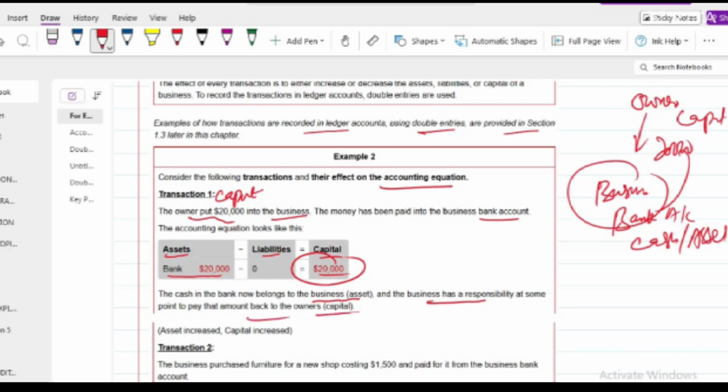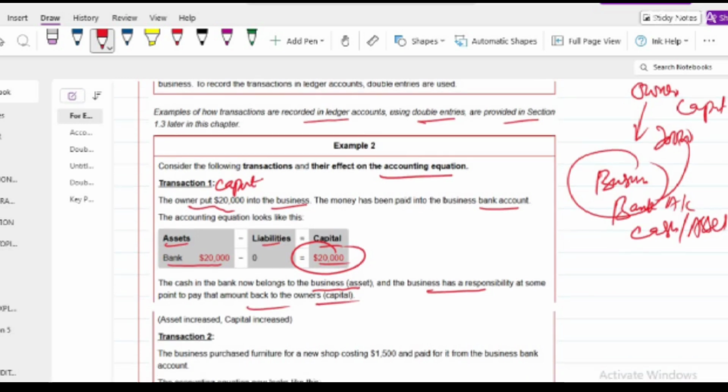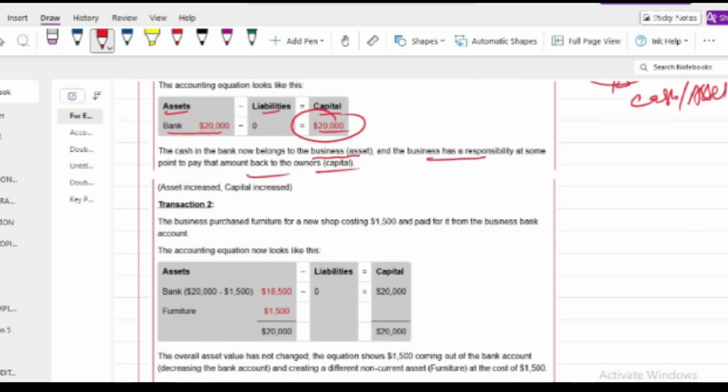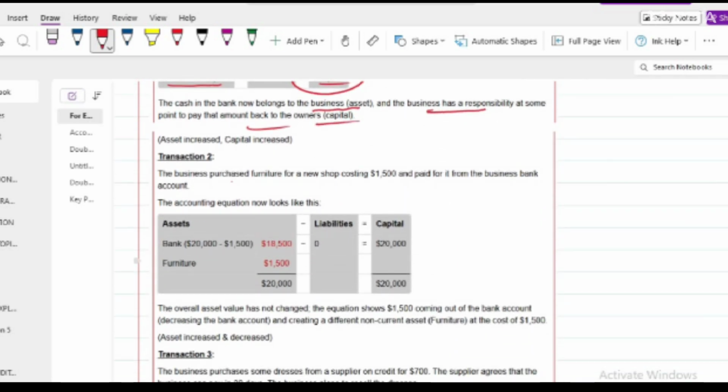We have another transaction, and this is the purchase of business furniture for a new shop, costing this amount, paid from the bank account. So you see the bank account was 20,000, and you have paid this amount, the remaining will be this. Now you purchased an asset, so you paid and you also purchased the asset, so the total will be the same. The capital is also the same. Now the total asset value has not changed.